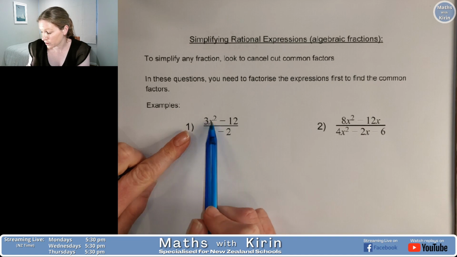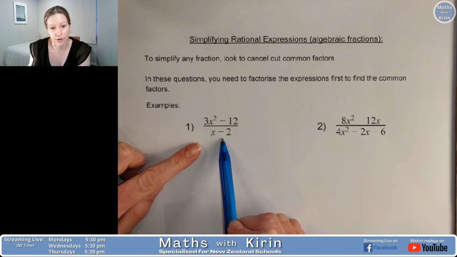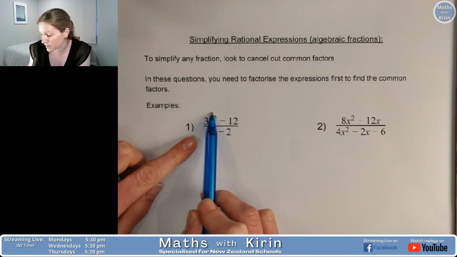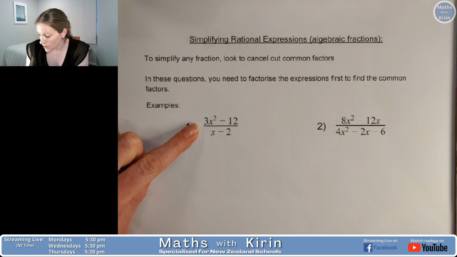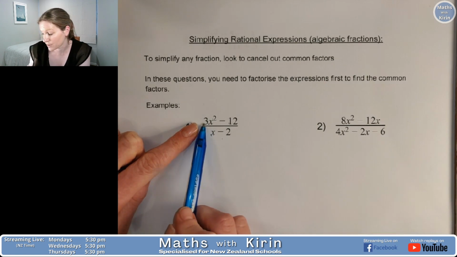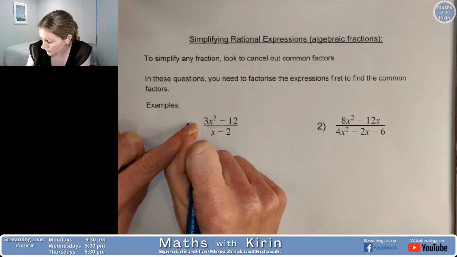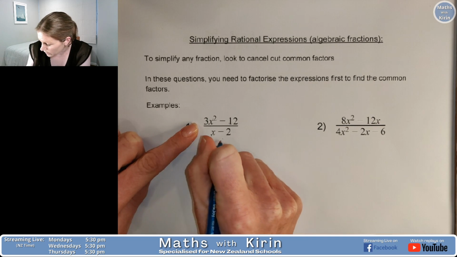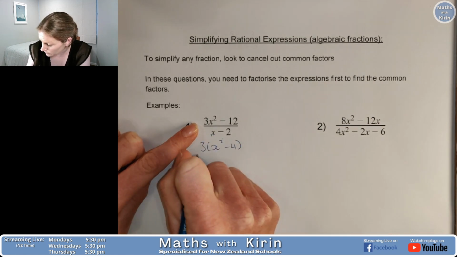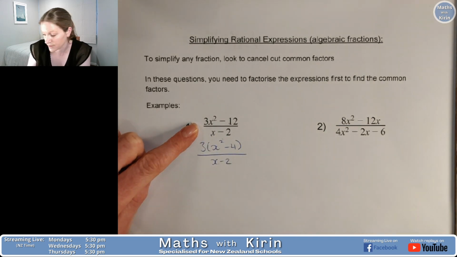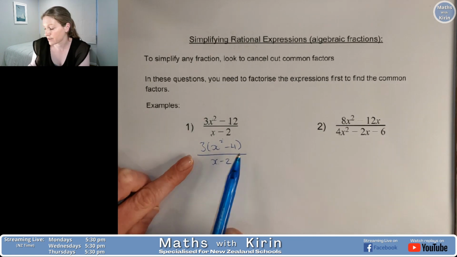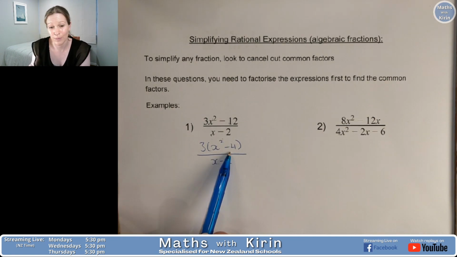This first question, 3x squared minus 12 over x minus 2. If we take our numerator, we want to look for that common factor first. Remember, when we're factorising, that's always the first thing to look for. In this case, we have a common factor of 3. So if we take that out front, we end up with x squared minus 4, and we've still got x minus 2 underneath. Now, x squared minus 4 might look a little bit familiar. It was one of those special cases, the difference of two squares.